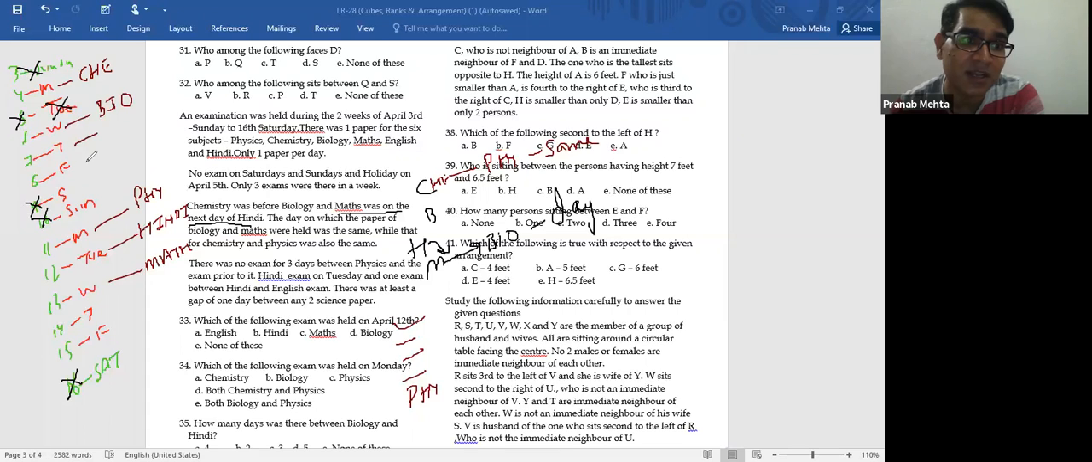Yes. Saturday and Sunday are a gap. Friday also I can put as a gap. One more subject is left. What is the subject which is left? I think English. So English comes here.